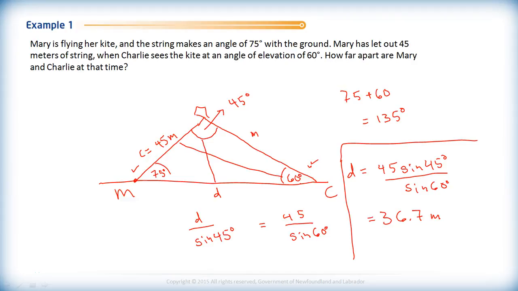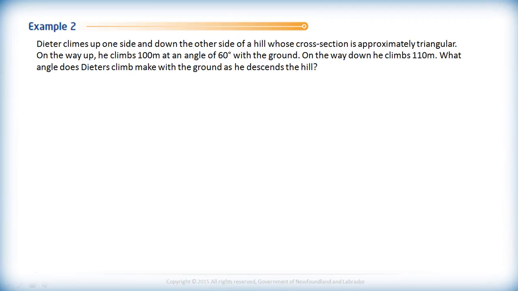Okay, so there's an application using the sine law. Let's try another one. It says Dieter climbs up one side and down the other of a hill whose cross-section is approximately triangular. So we've got a hill. Oh, that's not very level, but we'll take it. So we've got a hill here that's approximately triangular, and we're going to go up one side and down the other.